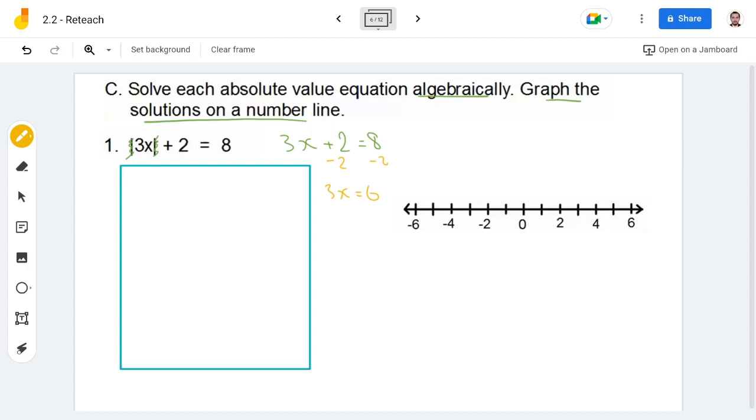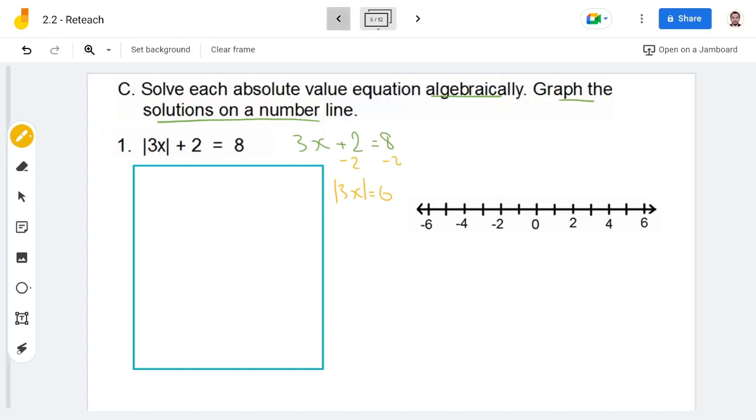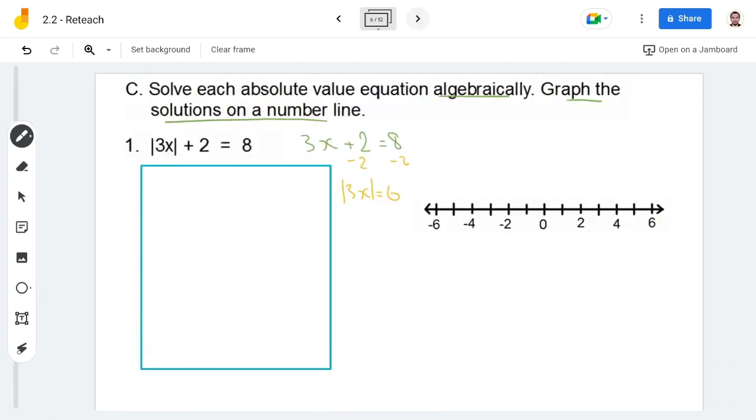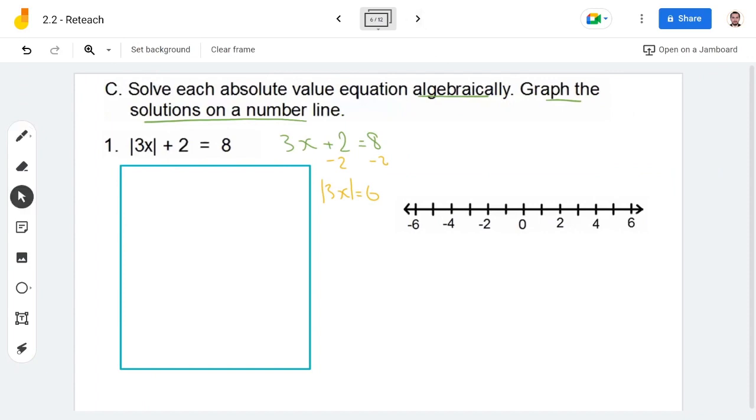Now let's go back to the question. Now we have the absolute value. I told you in the previous one, when we have an absolute value, how can I cancel it? To cancel the absolute value, I should write my answer with plus and minus. So now it will be like this: 3x equals plus or minus 6.